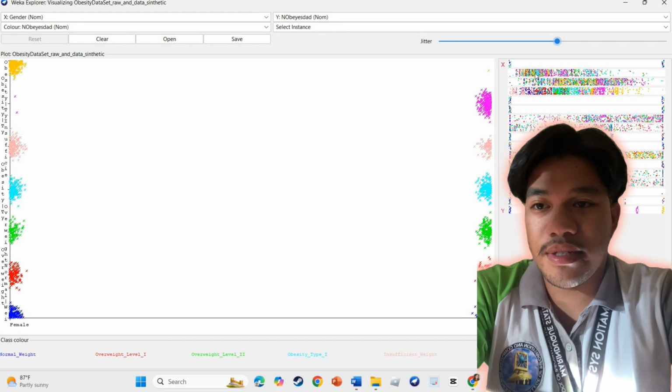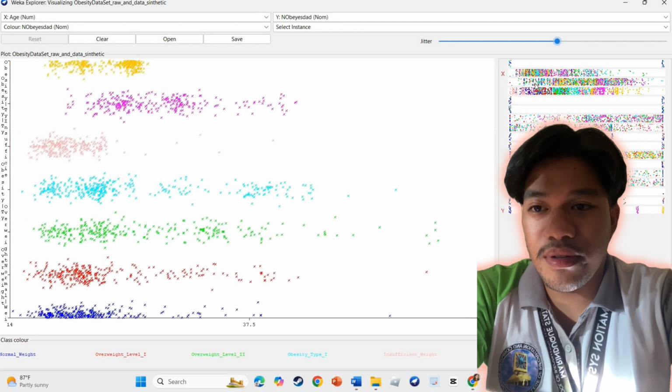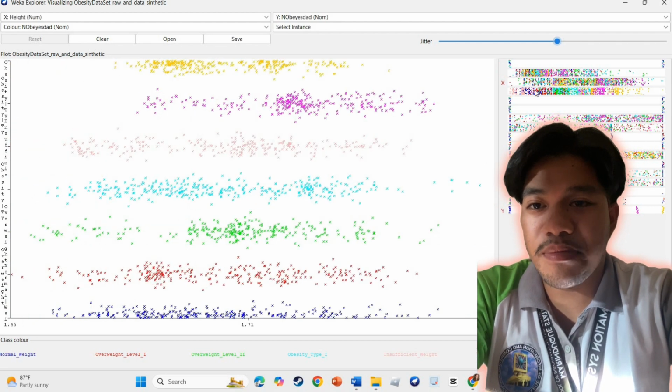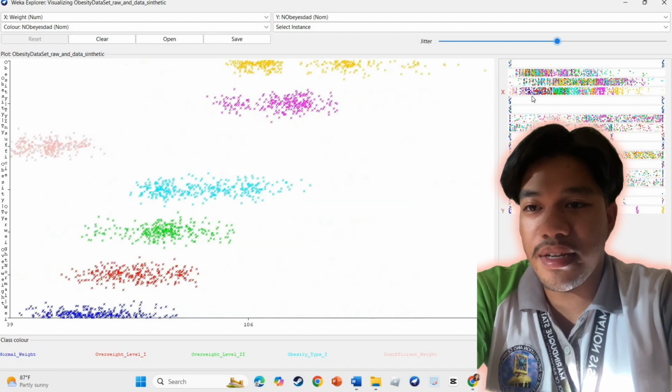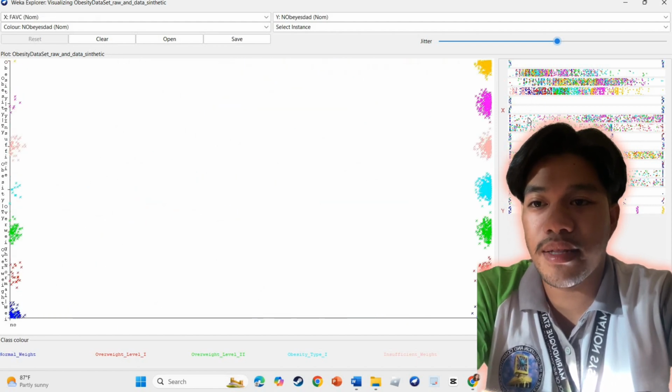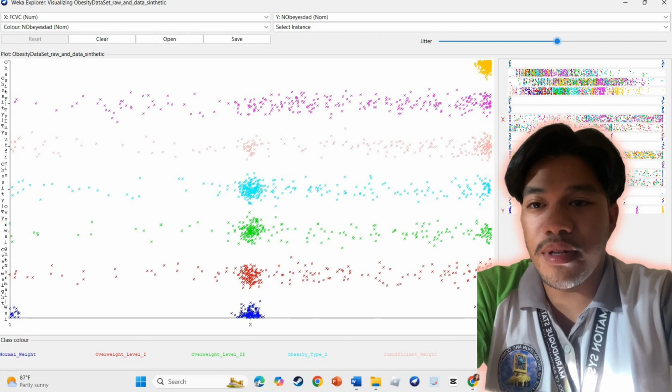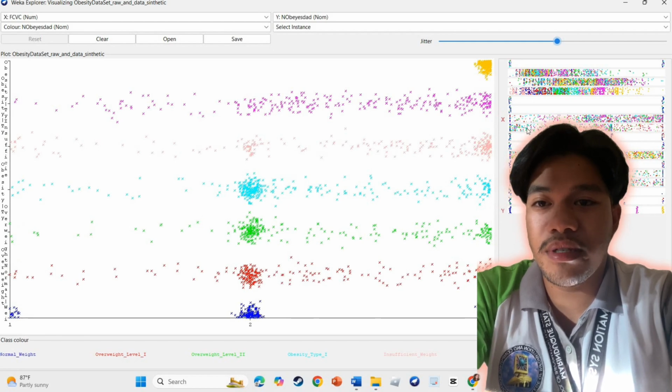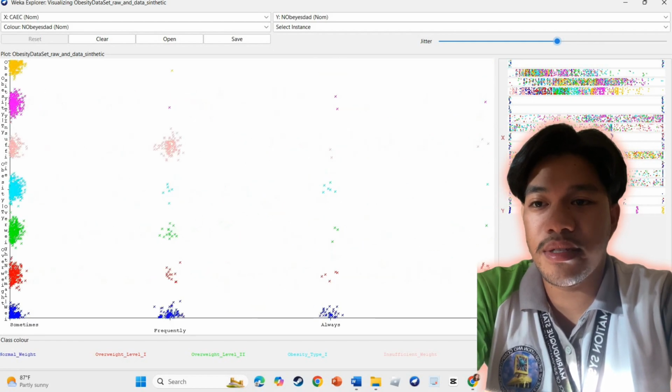Observation of clusters: high base separation. Taller individuals are generally classified as normal weight or in higher weight classes, as seen on the right side of the plot. Shorter individuals appear in categories like insufficient weight or higher obesity levels.